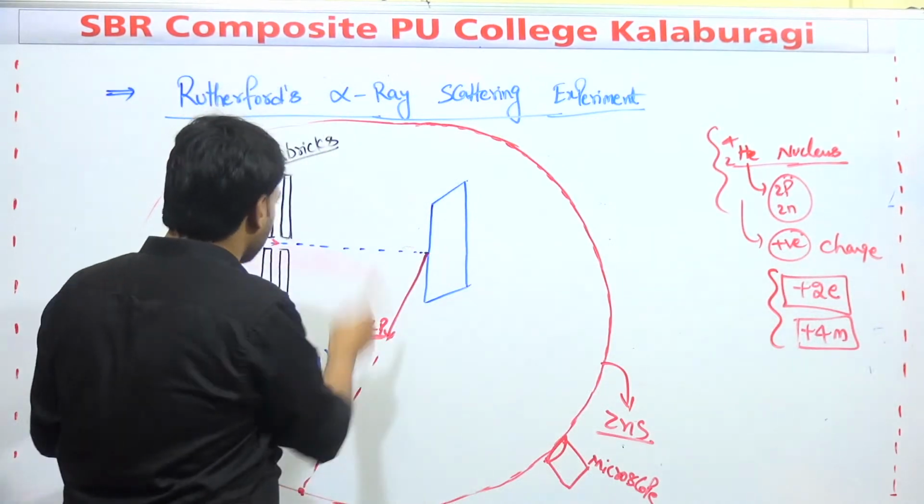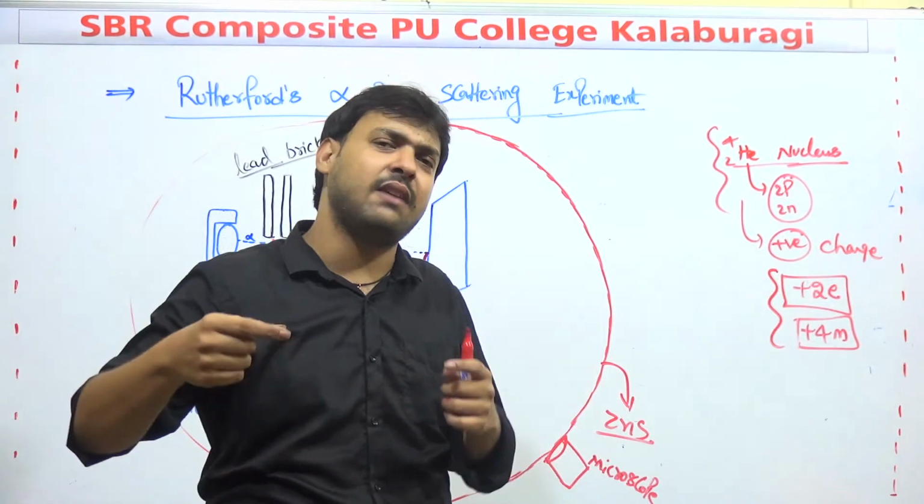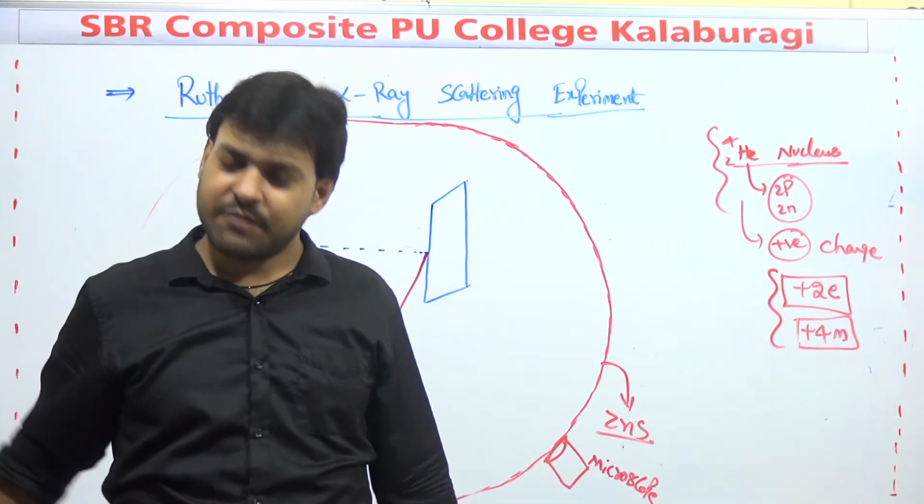Alright. So try to draw this diagram properly. In the next class I will draw. We'll see the observations and we'll continue. Right? Thank you. Bye.